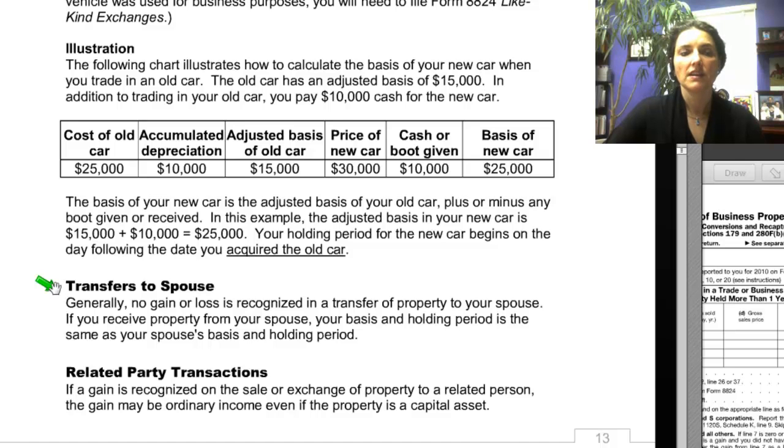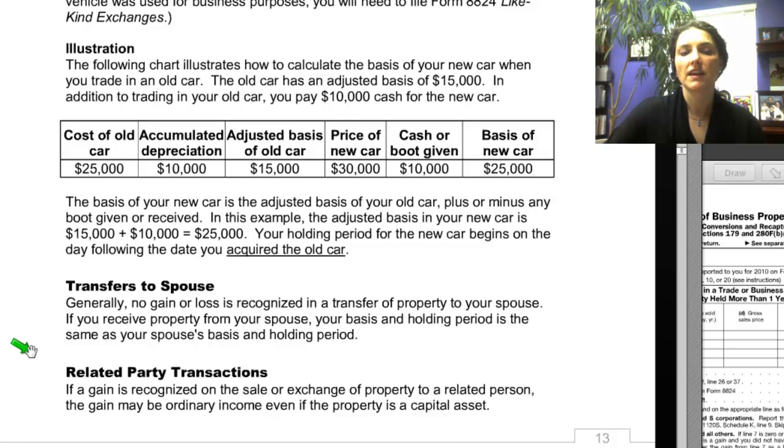Transfers to spouse. Generally, no gain or loss is recognized in a transfer of property to your spouse. If you receive the property from your spouse, your basis and holding period is the same as your spouse's basis and holding period. Related party transactions.